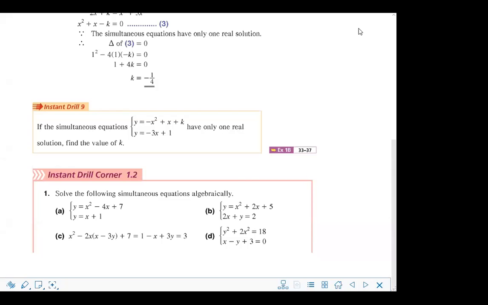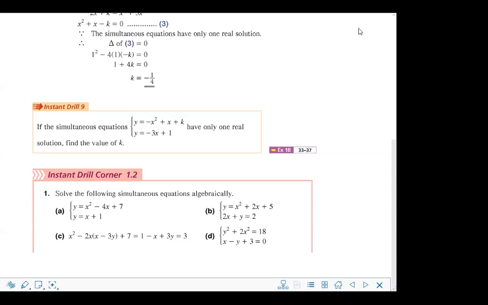And then the other type of question will be finding the number of real solutions. Okay, we do not need to find the values of x and y, but we just need to think how many solutions there are. But don't worry, there will be just 3 different cases. There will be just 2 real solutions, 1 real solution, or no real solution.